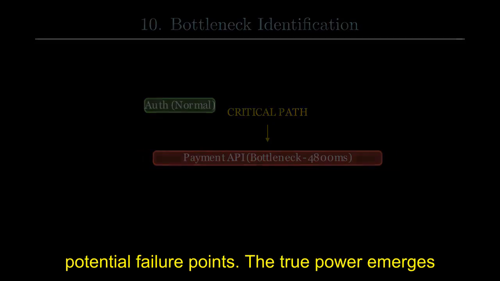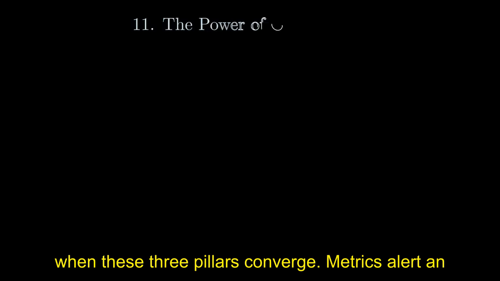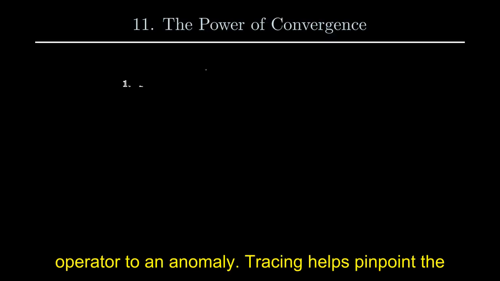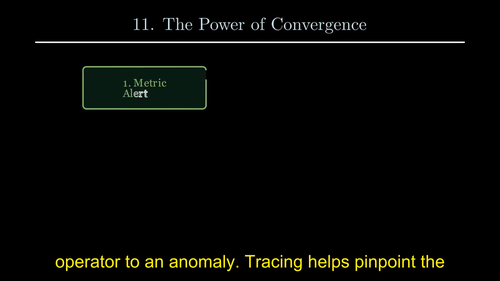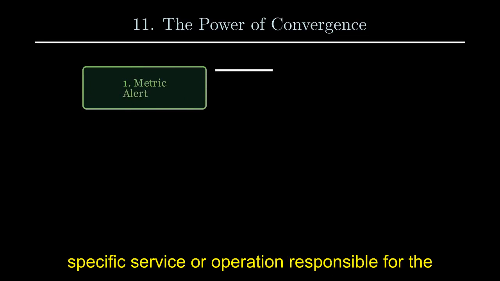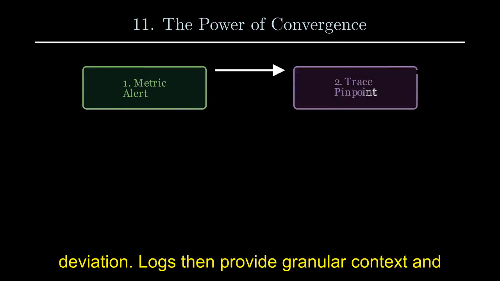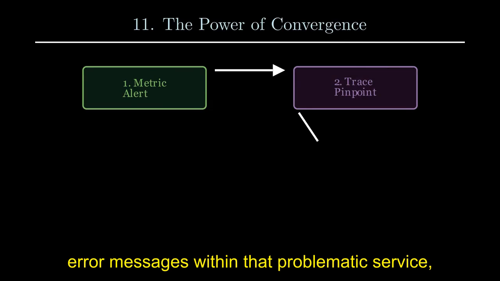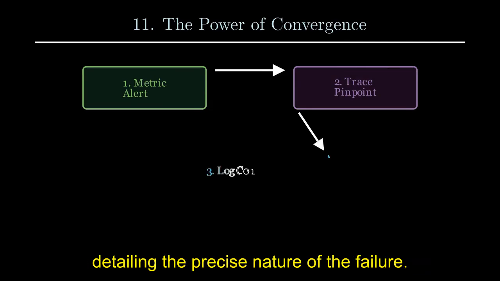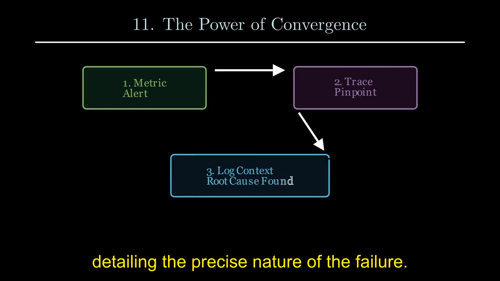The true power emerges when these three pillars converge. Metrics alert an operator to an anomaly. Tracing helps pinpoint the specific service or operation responsible for the deviation. Logs then provide granular context and error messages within that problematic service, detailing the precise nature of the failure.